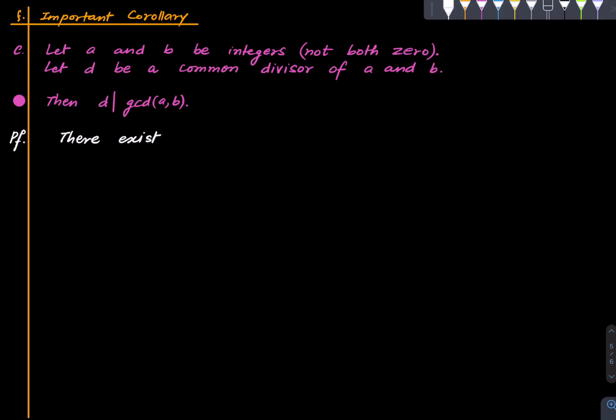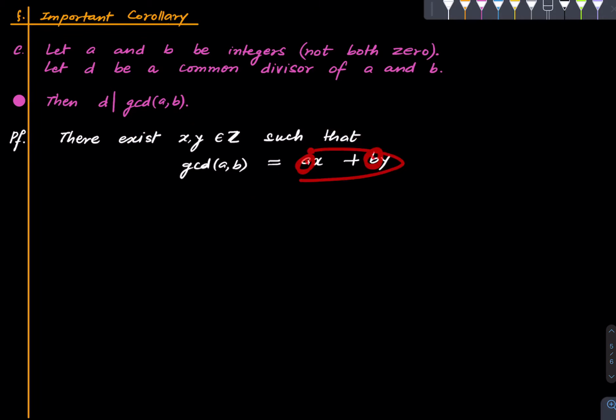So why is that? That's because there exist integers x and y such that GCD(a, b) = ax + by. This is because of Euclid's theorem. And because d divides a and d divides b, d divides this, and hence d divides the GCD. So just fill in the details. And that's it. Every common divisor divides the GCD.